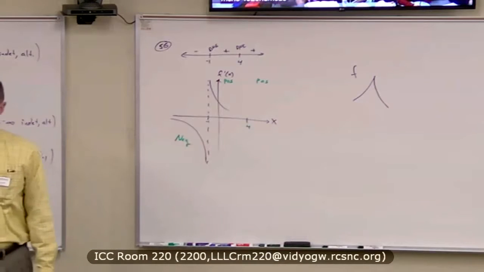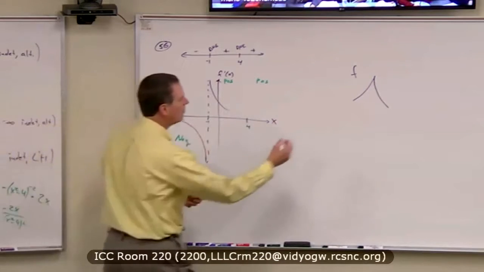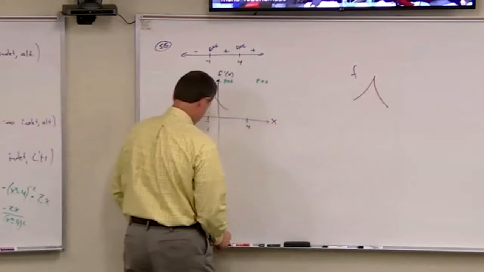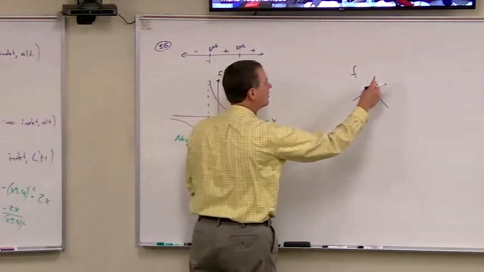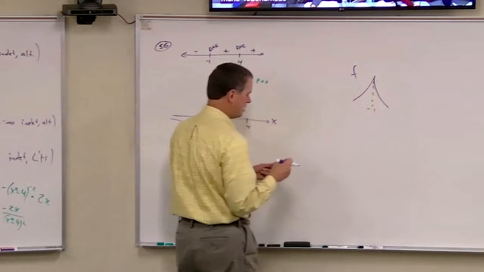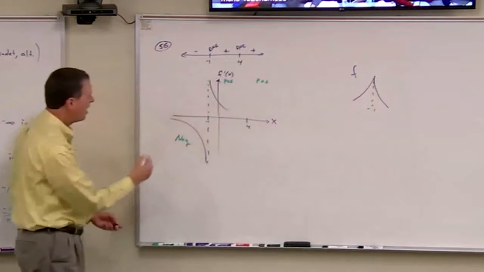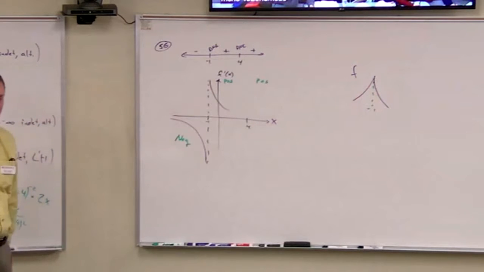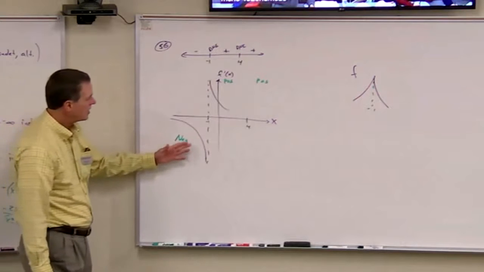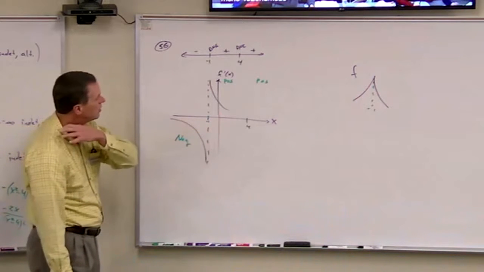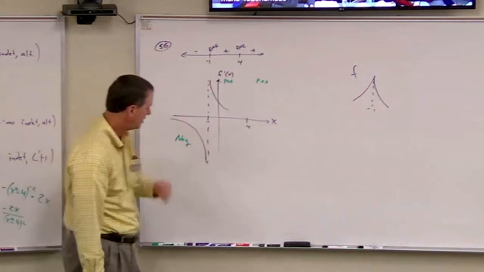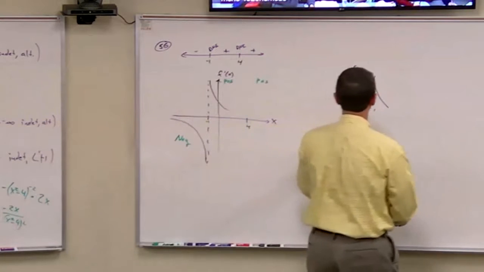So if this was f at -1, then I might have an f prime graph that looks like that, because the slopes, as I get closer to it, the slopes, well, actually, it's upside down. I have that backwards. I apologize.